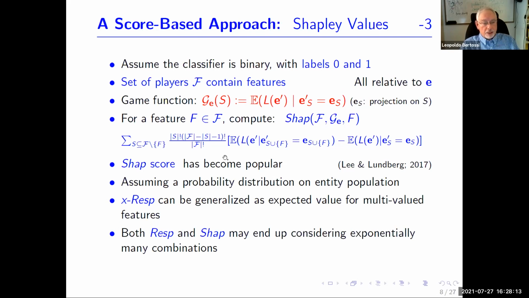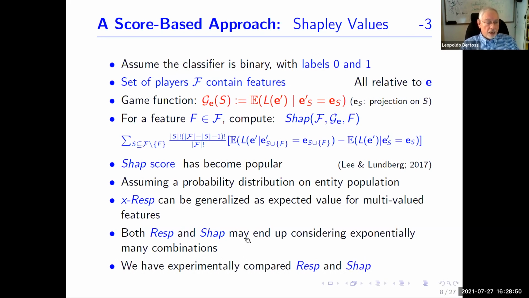What is important to notice is that both RESP and Shap may end up considering exponentially many combinations. We are considering all the possible subsets of F minus f, all the possible sub-instances of the original database. So this is, by definition, exponential, right? So the question is whether we can compute this efficiently, at least in some cases. But it is by nature exponential, and actually, there are cases that are proved to be hard.